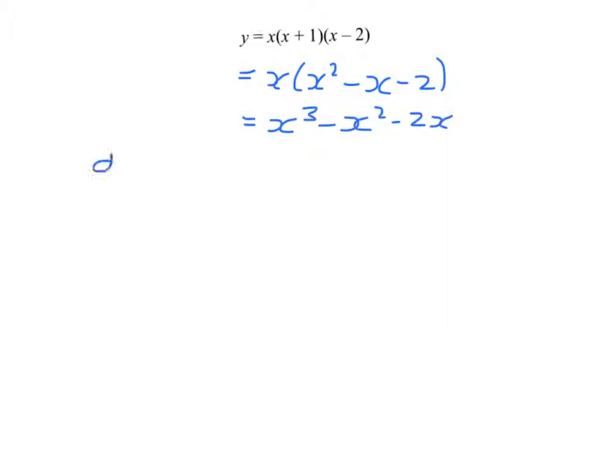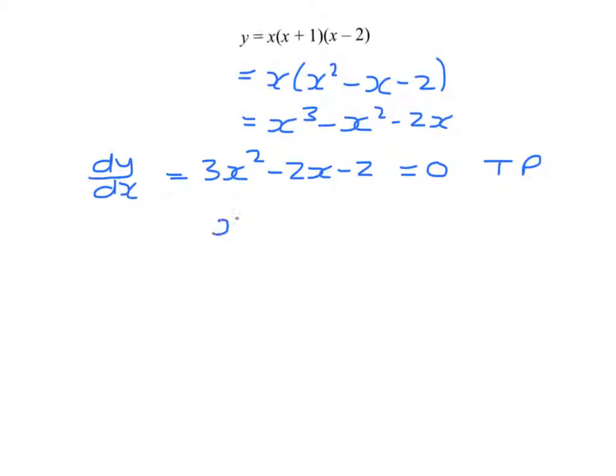To find the turning points, we're going to have to differentiate, and first we're going to have to expand the brackets. I'm going to start with the double bracket. So that's x squared minus x minus 2. So x cubed minus x squared minus 2x. If we differentiate, we get 3x squared minus 2x minus 2, and at a turning point that equals 0.